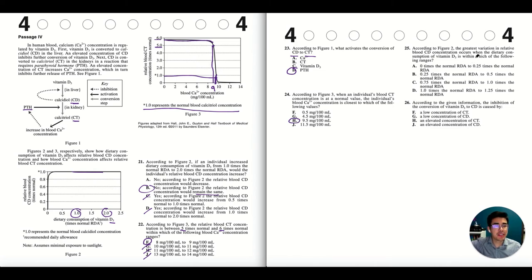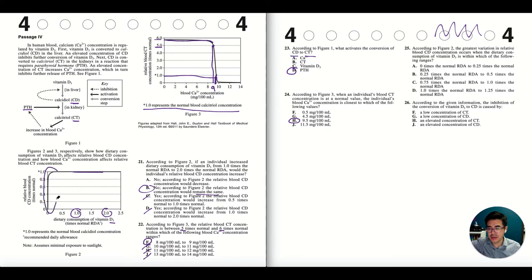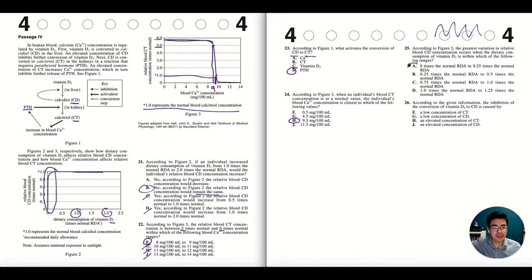According to figure 2, the greatest variation. Okay, variation means we want a big change in relative blood CD concentration. This occurs when the dietary consumption of D3 is within which of the following ranges? Figure 2. It varies the most here in this little range right there. So something low, close to 0. Yeah, 0 to 0.25, because then here it stops, right? It flattens out by that point, and all these are flat here. So, opposite of variation, constant.